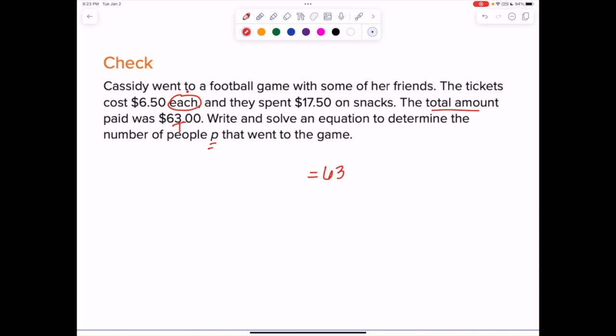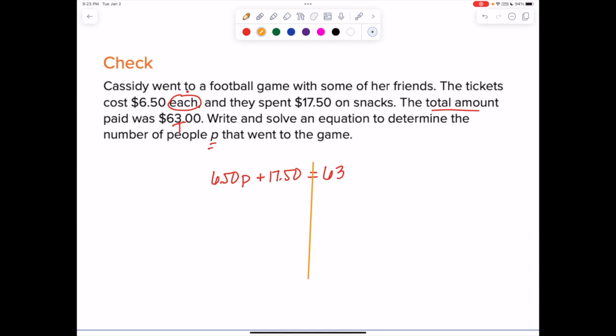Okay, so here we go. So tickets were $6.50 per ticket, which is also a person, right? Okay, which we're using p for. And they spent $17.50 on snacks as a group, not each person. Otherwise, you would have to do the $17.50 times how many people also. So we're just doing the $17.50. Okay. All right. So now we've created our equation and we can go ahead and solve. So separate your sides.